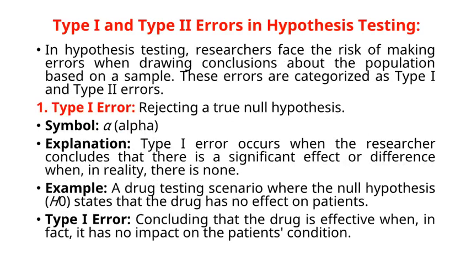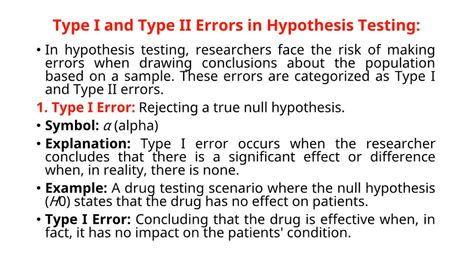Type I and Type II errors in hypothesis testing. In hypothesis testing, researchers face the risk of making errors when drawing conclusions about the population based on a sample. These errors are categorized as Type I and Type II errors. 1. Type I error, rejecting a true null hypothesis. Symbol: alpha. Explanation: Type I error occurs when the researcher concludes that there is a significant effect or difference when, in reality, there is none.